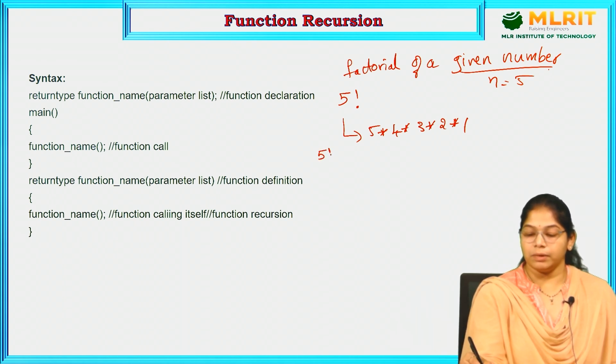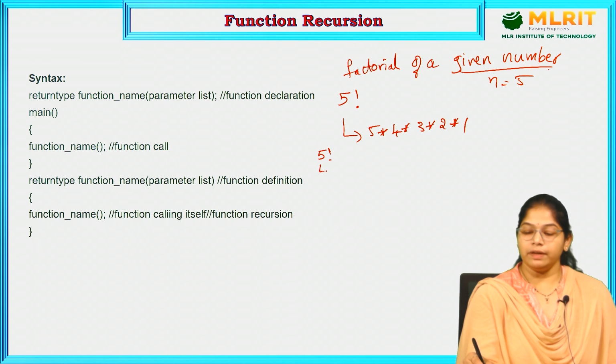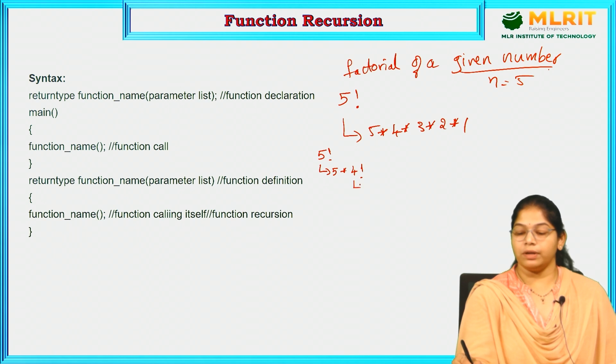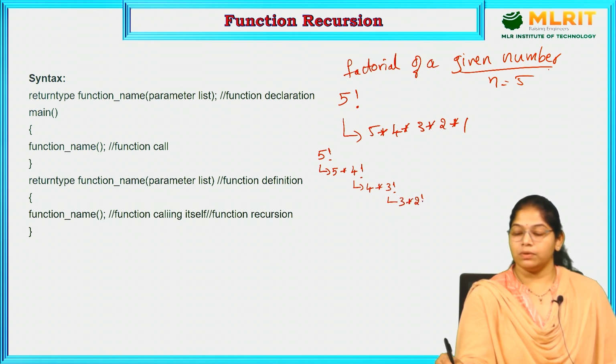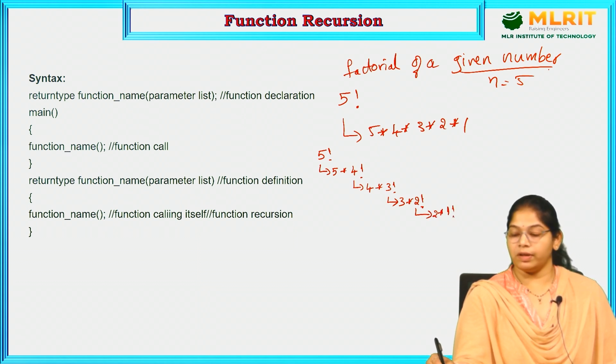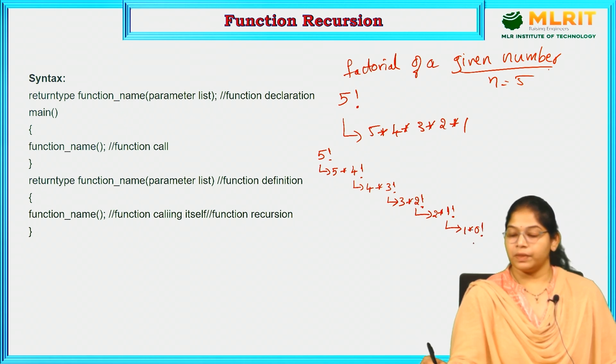5 factorial we can write as 5 into 4 factorial. 4 factorial can be written as 4 into 3 factorial. 3 factorial can be written as 3 into 2 factorial. 2 factorial can be written as 2 into 1 factorial. 1 factorial can be written as 1 into 0 factorial. 0 factorial can be written as 0 into minus 1, minus 1 into minus 2. Are we going like this?